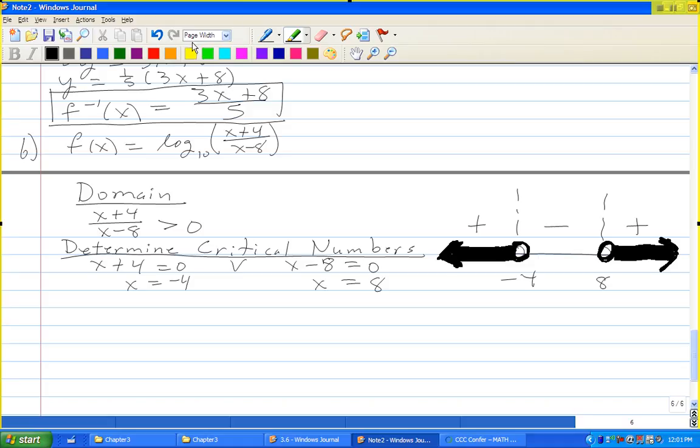And that is your domain. So the domain of f is negative infinity to negative 4, union 8 to infinity. And that is your domain.